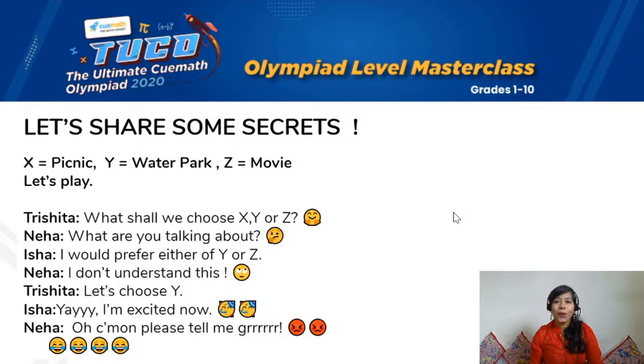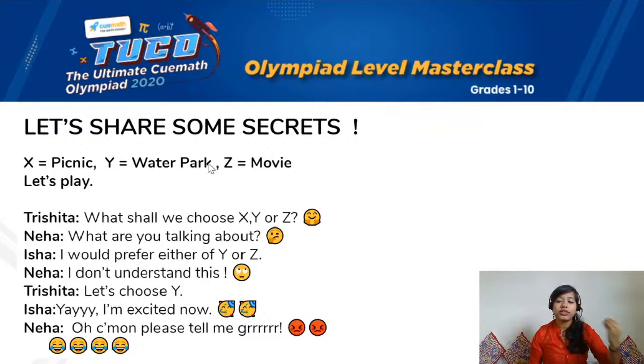All right. So I hope the example helped you to understand what is exactly meant by coding and decoding. So we basically had the coded words X, Y, and Z, which had a particular meaning assigned to the letters. So when I say X equals picnic, picnic is assigned to X. So X is the coded form of picnic. Y is the coded form of water park. And Z is the coded form of movie.